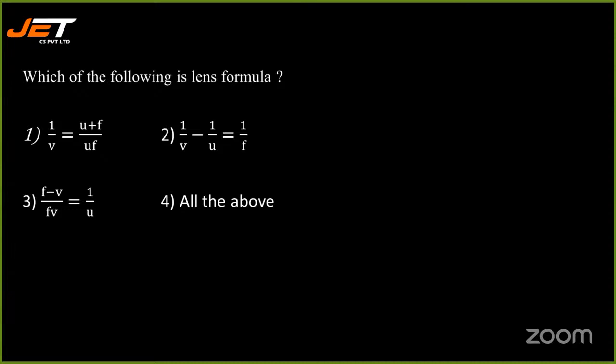Okay, the lens formula. Okay, Harish. The lens formula is 1 by v is equal to 1 by f plus 1 by u. So if I take the LCM of this, what will I get? 1 by v is equal to u plus f by uf, right? So the first option is also correct.